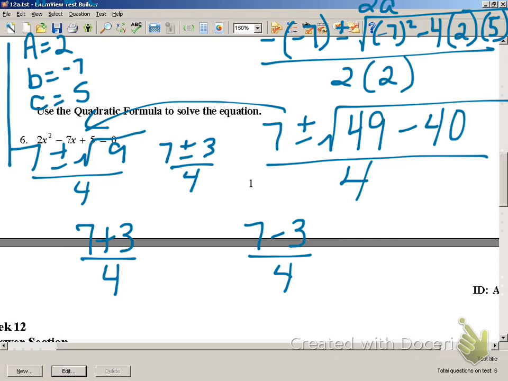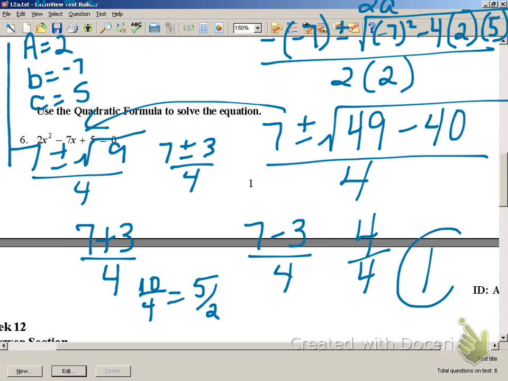So 7 plus 3 is 10. 10 over 4 equals 5 halves. We reduce. 7 minus 3 is 4. Over 4 equals 1. So I have the two solutions, 1 and 5 halves. Those are my two solutions for that quadratic. How did you get 3? I'm still on 7 plus a negative. Take the square root of 9.